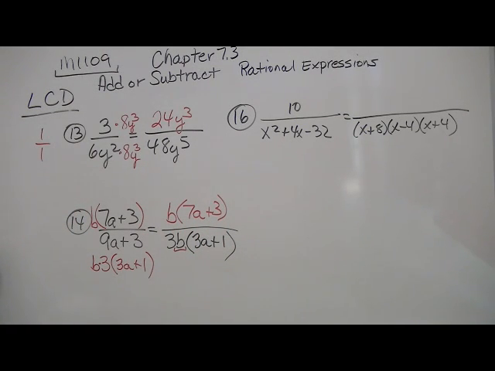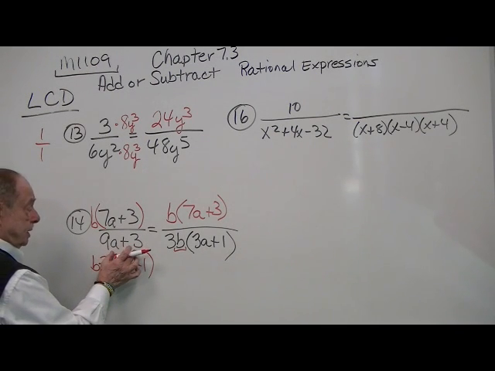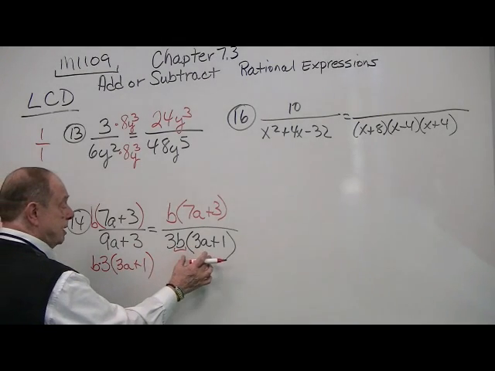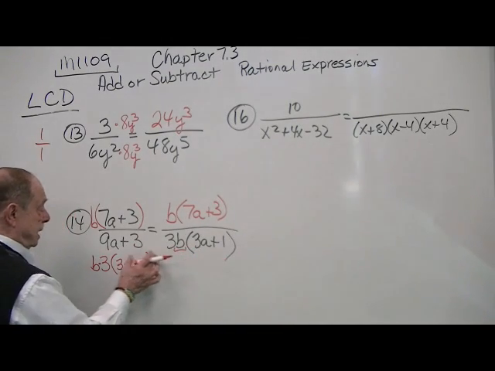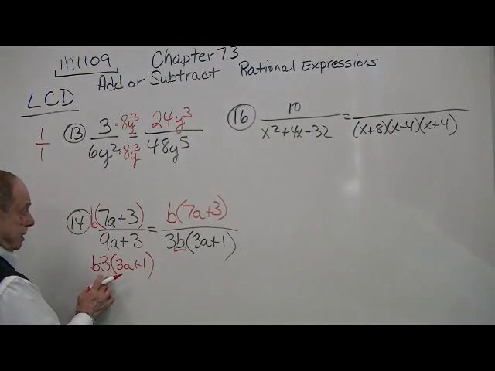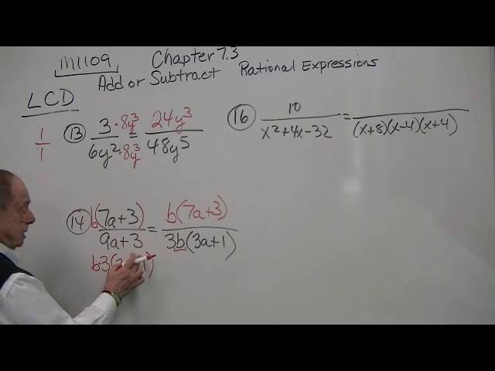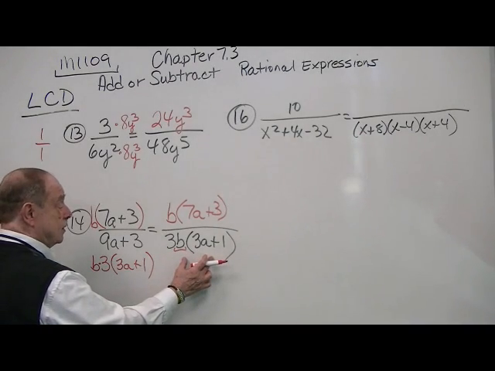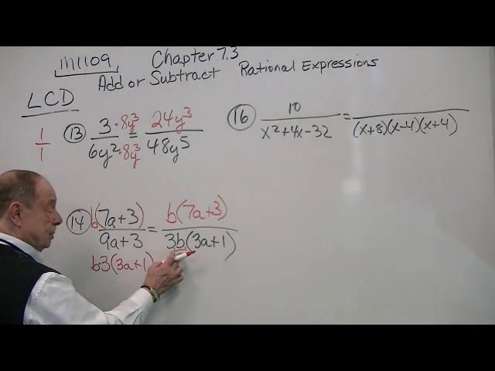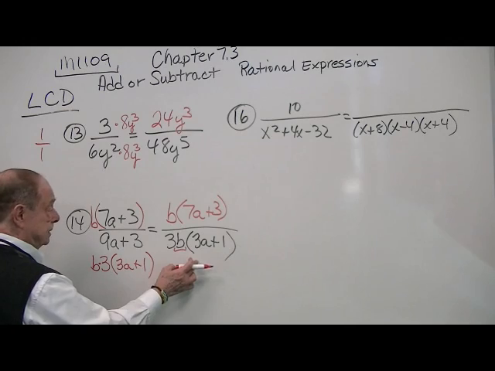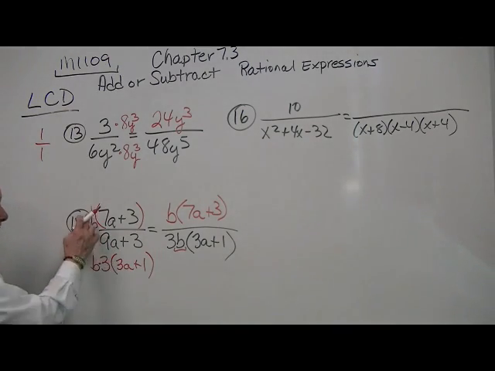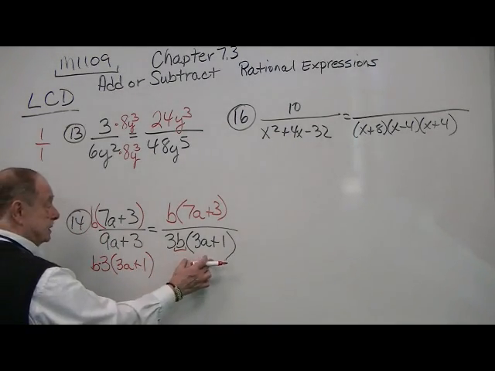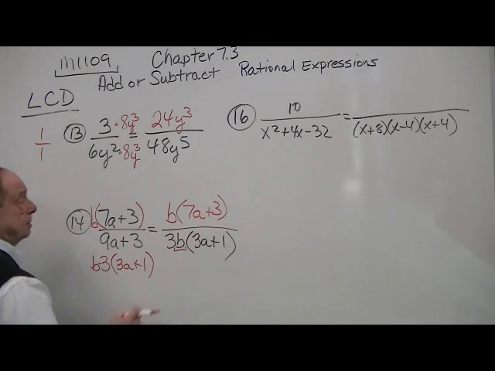Okay? So again, this was my original denominator. I wanted it to become this. I factored this, took out a common 3, got this, and then I looked at this and said, oh, I need a b to make it this. So I multiplied this by a b, it is now this, and my numerator becomes that.